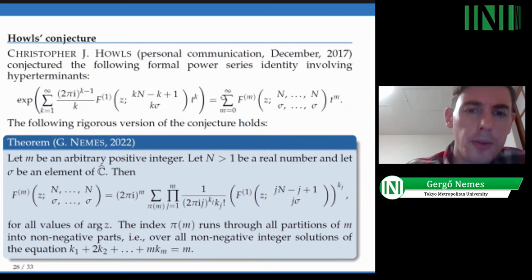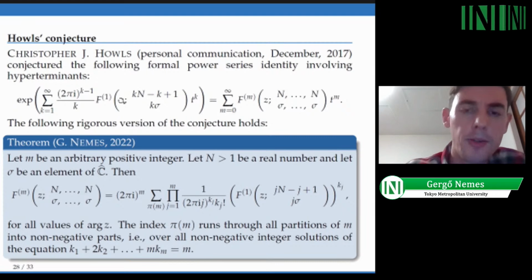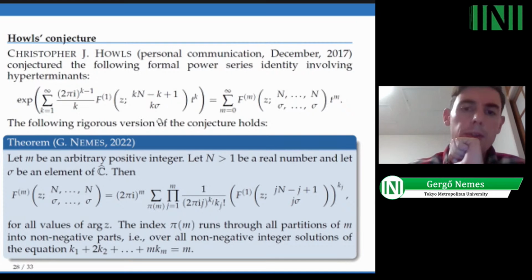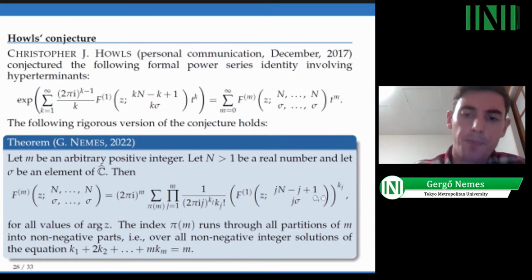So this formal series does not converge for all n, sigma and z. So I needed a version that has no convergence problems. And for that, what we do is we expand this side formally in powers of t, collect the coefficients of t to the m. Then this is what we obtain exactly.